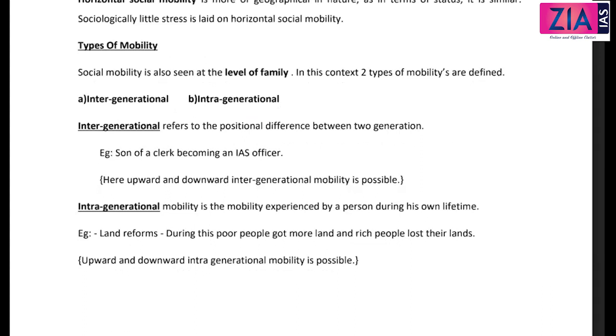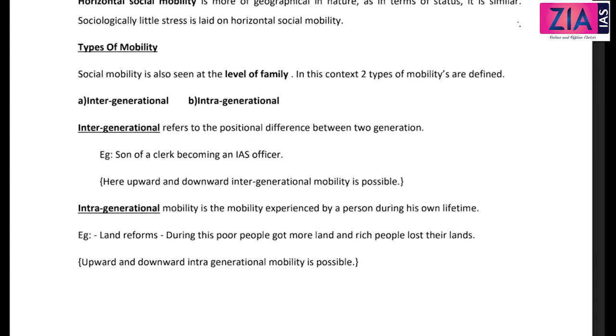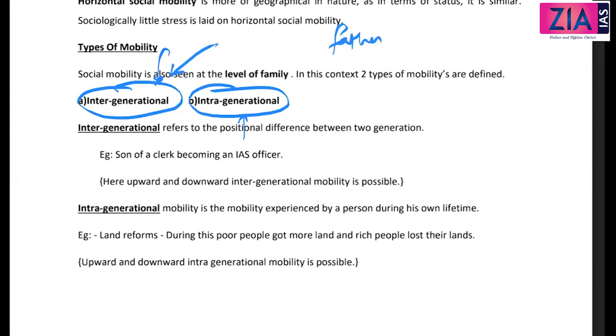Mainly these two we will discuss now: intergenerational and intragenerational. So this is very easy. Intergenerational means between generations. Intra means within the same, within your own lifetime. Inter-college festival, right? What do you mean by that? Two colleges. So what do you mean by intergenerational? Two generations, like father and son.